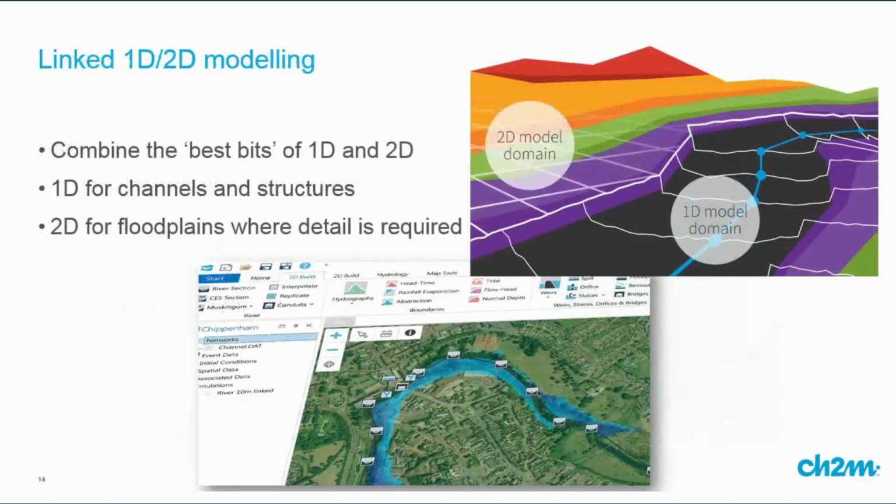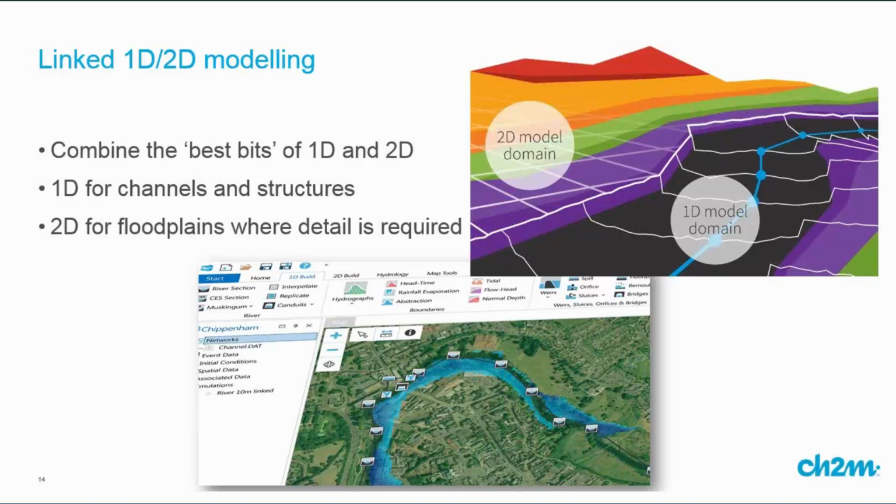And it's dealing with those strengths and weaknesses that has led to a lot of work now being done in what's called linked 1D, 2D modelling. And this takes the best bits from 1D and 2D. So the channel will generally be represented in 1D using cross sections and nodes. If you're going into a wide estuary or something like that, you'd want to model that part in 2D, but generally the river will be modelled in 1D.